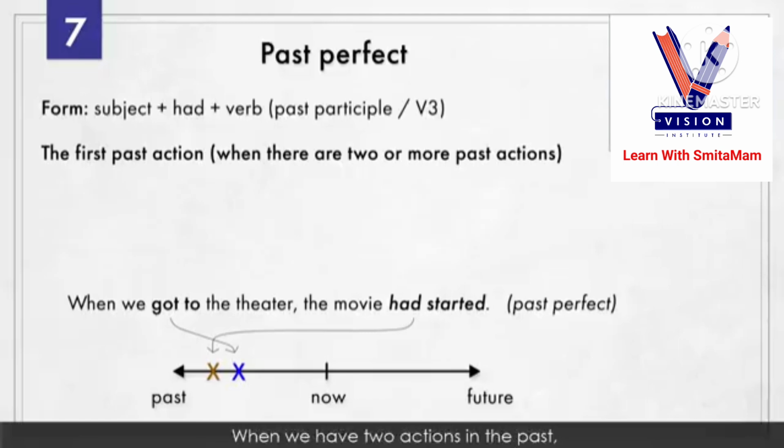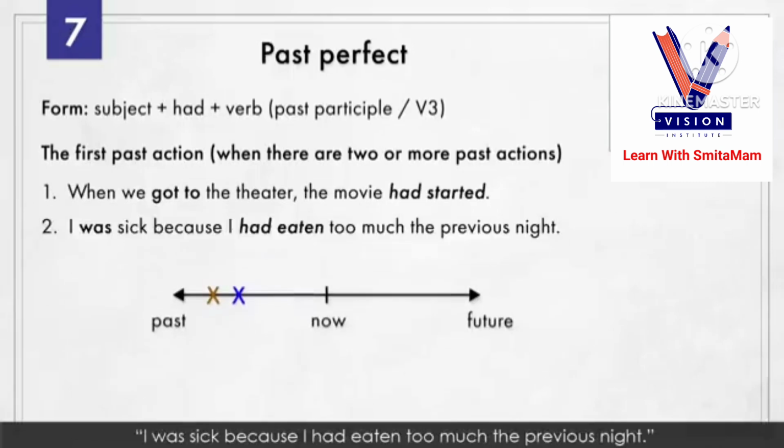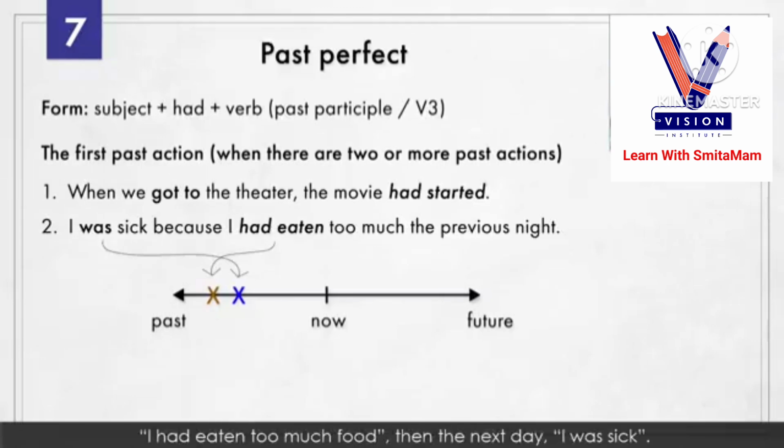When we have two actions in the past, we use the past perfect to clearly show which action happens first. Here's another example. I was sick because I had eaten too much the previous night. Two actions: I was sick and I had eaten too much the previous night. Which happened first? I had eaten too much food, then the next day I was sick.